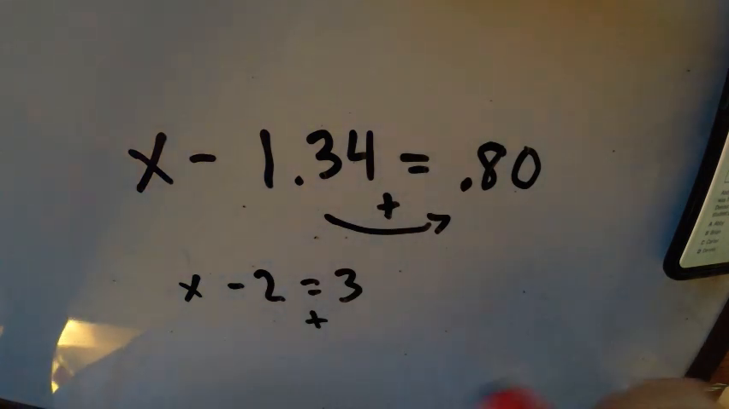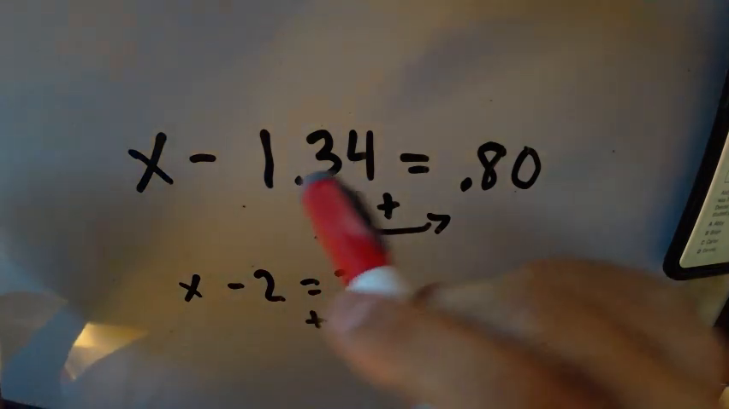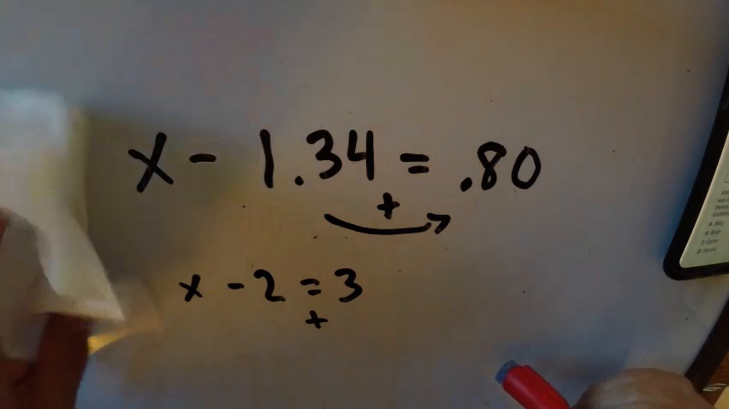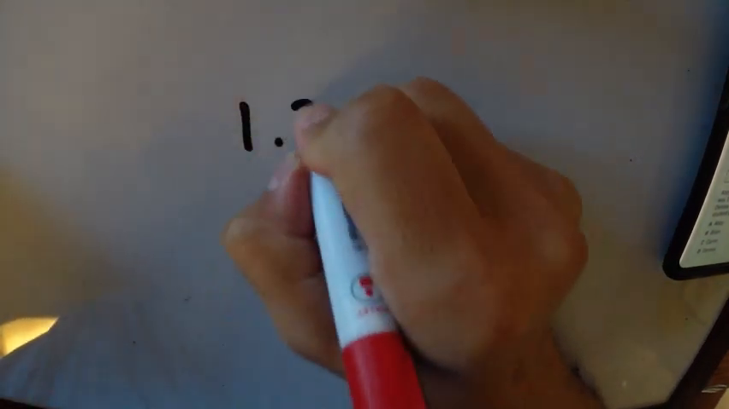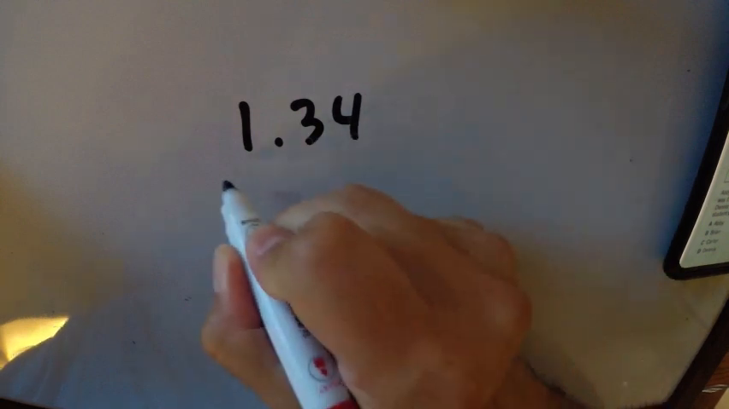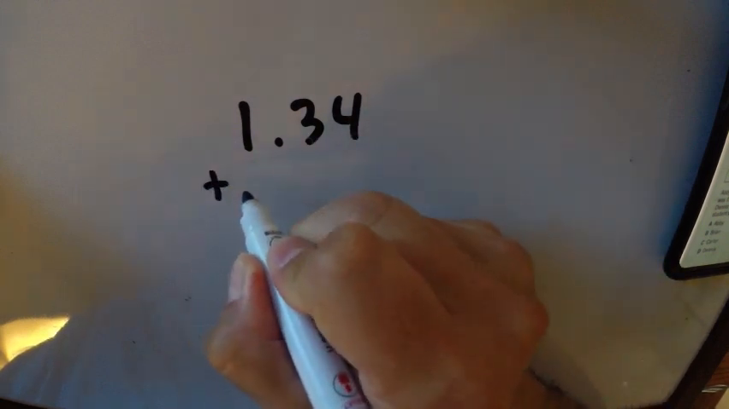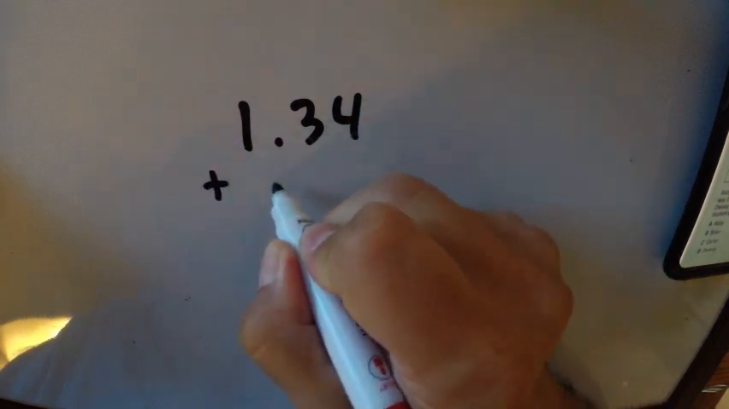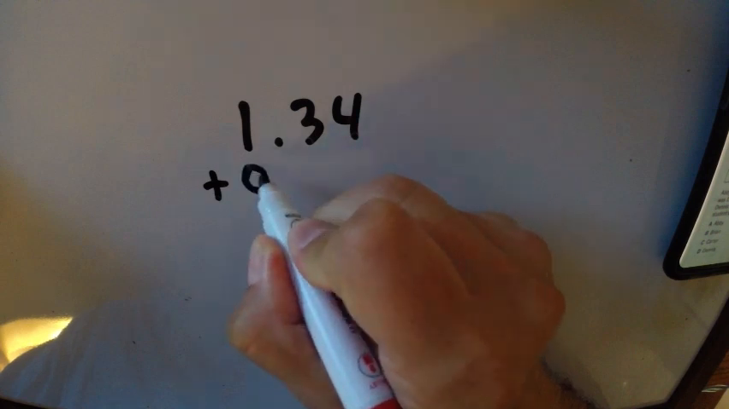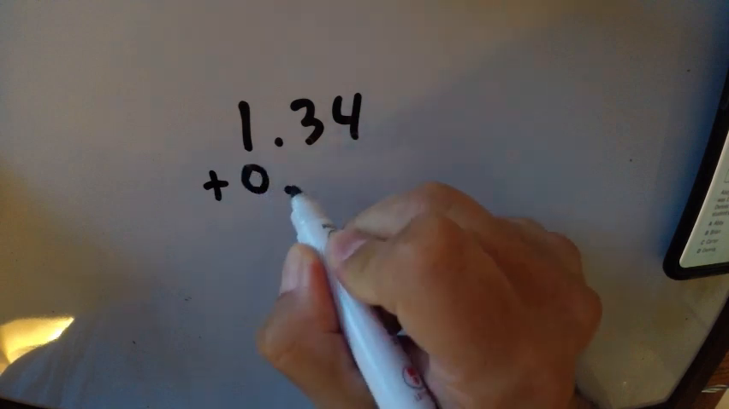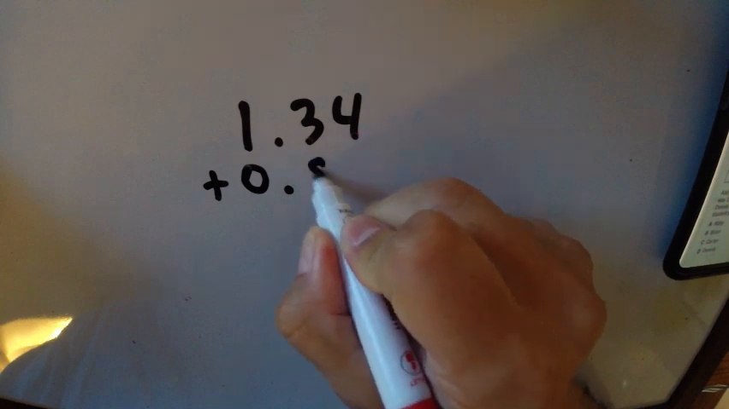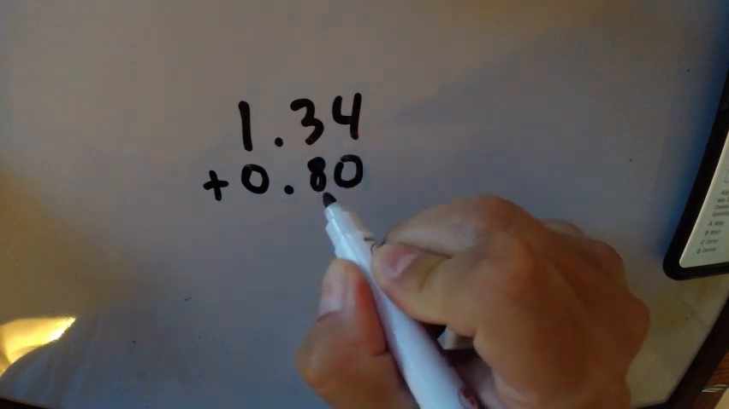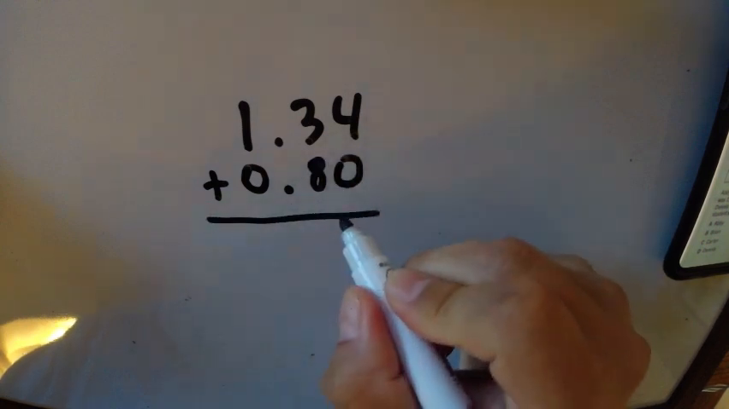So now we can do the math. Remember, the two numbers, 1.34 and 0.80, we're going to add them up to get our unknown number. So 1.34 plus, because we're trying to get that third number, and you want to line up the decimal points. You can put a 0 here if you want, just for ease. The other number was 0.80. So now we've got the two numbers, and we're going to add them up.